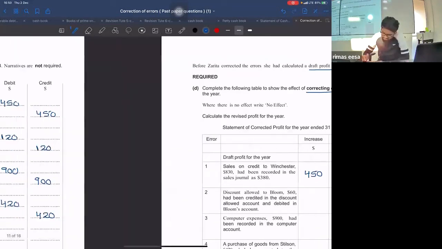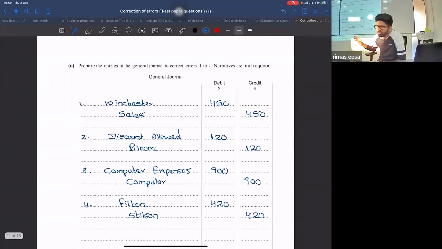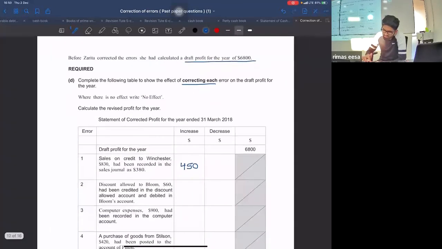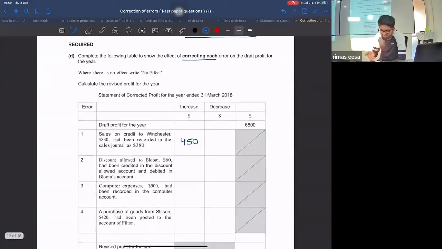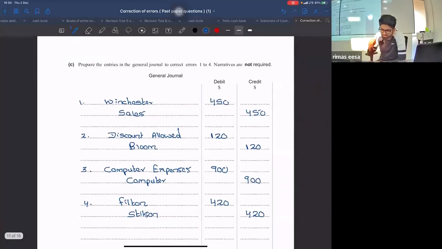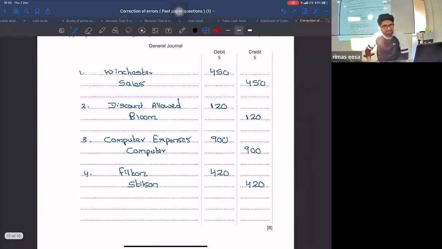Right. Error number 2. Look at this. Same thing, only what you corrected. Discount allowed to Bloom 60 had been credited. What you corrected, it's there in the journal. Do you find discount allowed in your income statement? No. Discount allowed is an expense. It comes in your income statement.